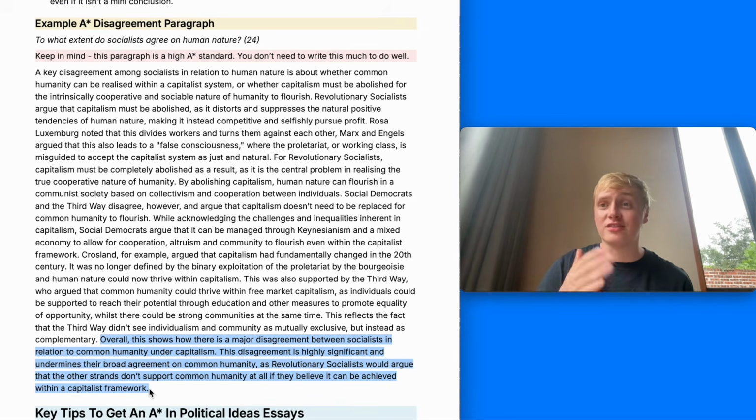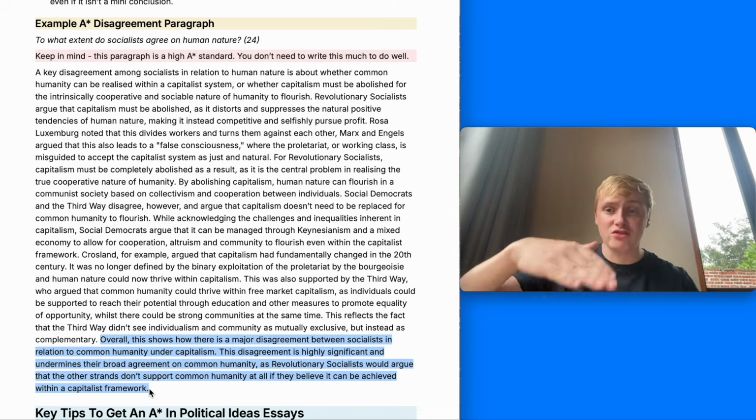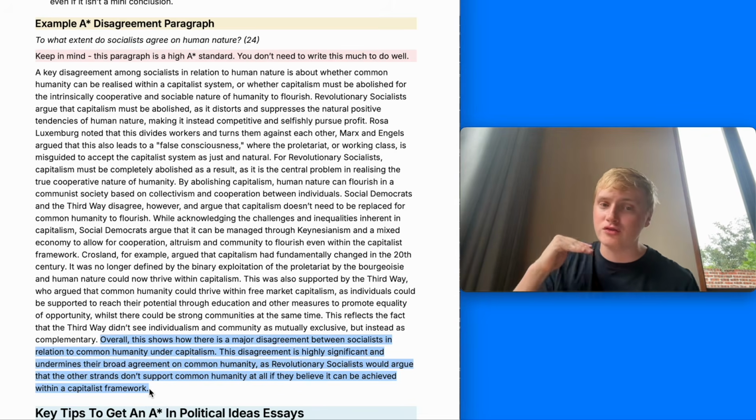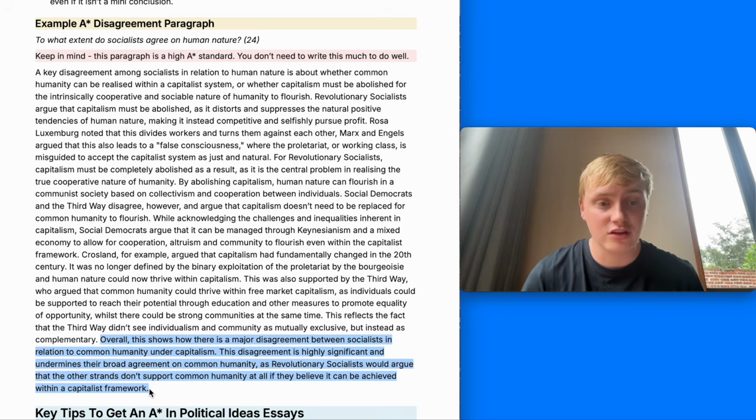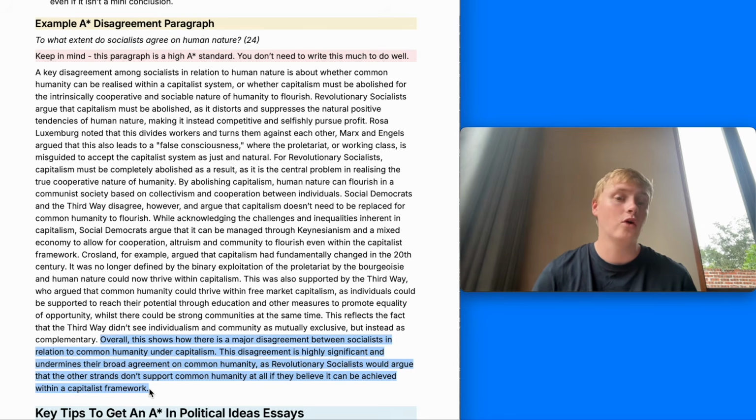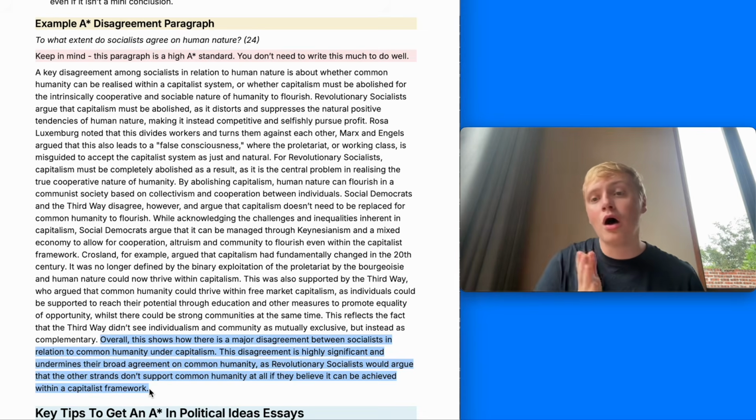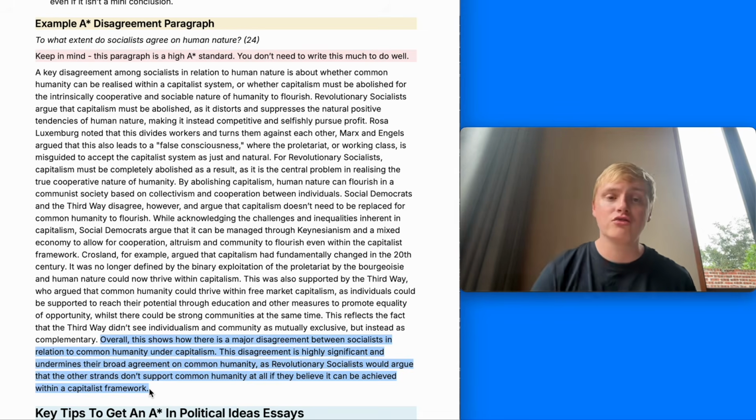So we're there here because it's consistent with our argument in the introduction and conclusion that disagreement is more important. We're really driving it home. So overall, this shows how there is major disagreement between socialists in relation to common humanity under capitalism. This disagreement is highly significant and undermines their broad agreement on common humanity, as revolutionary socialists would argue that the other strands don't support common humanity at all if they believe it can be achieved within a capitalist framework. So really explaining and linking it into our overall argument about socialism and human nature, and really driving home the point.